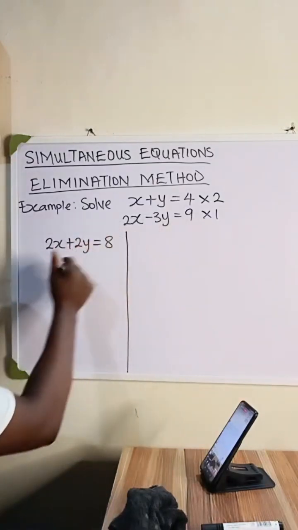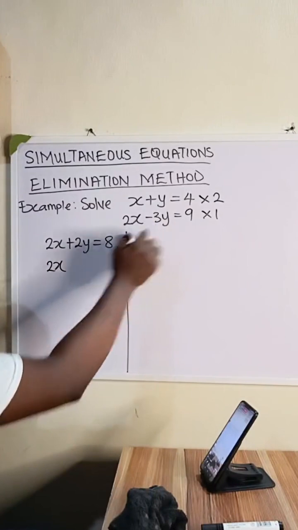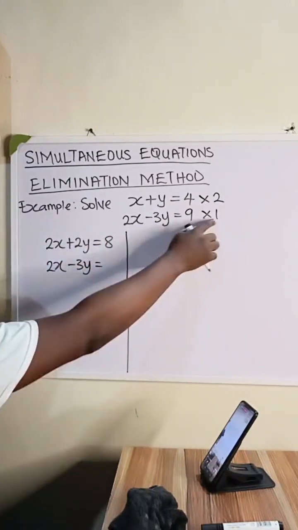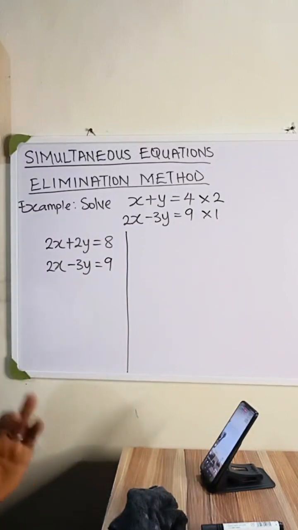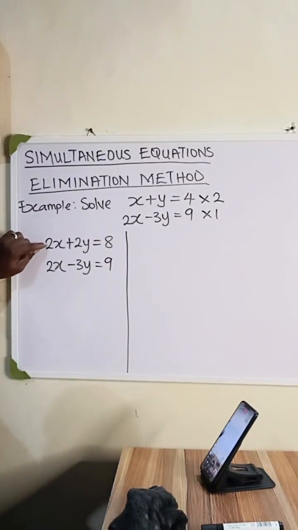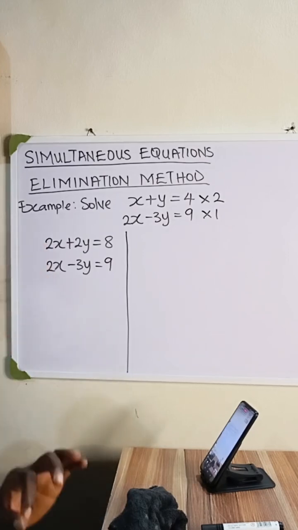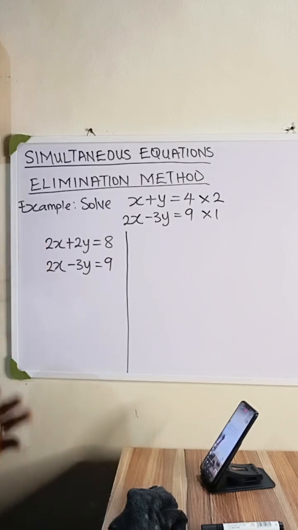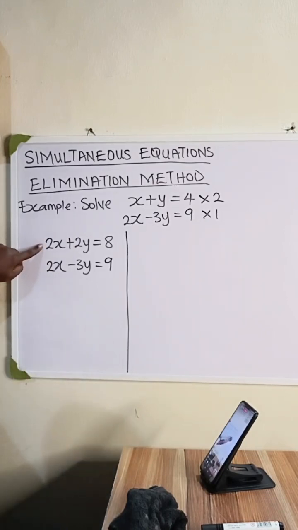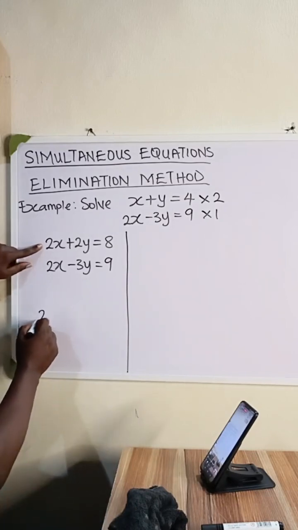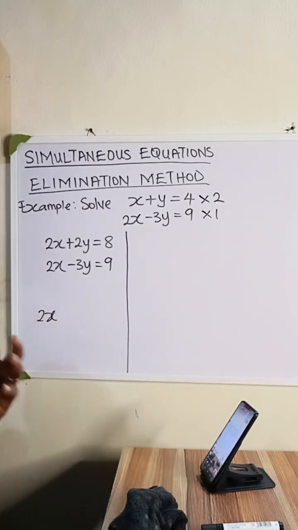So 1 times 2x gives us 2x. 1 times minus 3y gives us minus 3y. 1 times 9 gives us 9. So we have achieved the first target. The first target is to make sure that the coefficient of x in equation 1 and equation 2 are the same. So we have achieved that. So the next thing we're going to check is, how do we eliminate this? The sign in front of 2x here is plus, so we have 2x. The next thing we are going to do now is, are we going to add the two equations, or are we going to subtract the equations?